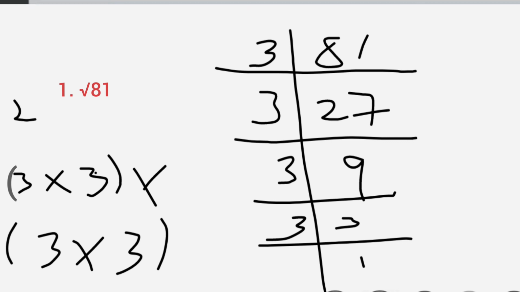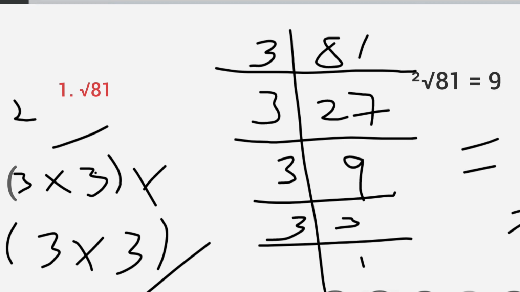In each group we shall just pick one of them. So you're going to take 1 three out of this group and another 3 out of this other group. So you'll have 3 times 3. So that will give you 9. Implying that the square root of 81 is 9.